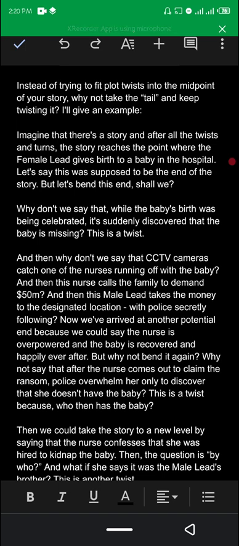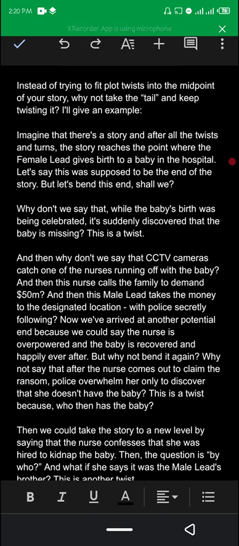Imagine that there's a story, and after all the twists and turns, the story reaches the point where the female lead gives birth to a baby in the hospital. This is just an imaginary plot sequence. Let's say this story was supposed to end here, where the female lead gives birth to a baby in the hospital, and they live happily ever after, blah blah blah. But then you feel like, no, it's not enough. You need more. Instead of going back to the middle point of the story and then trying to add some things, start from this point where the end is and start bending it. Now, let's bend this end.